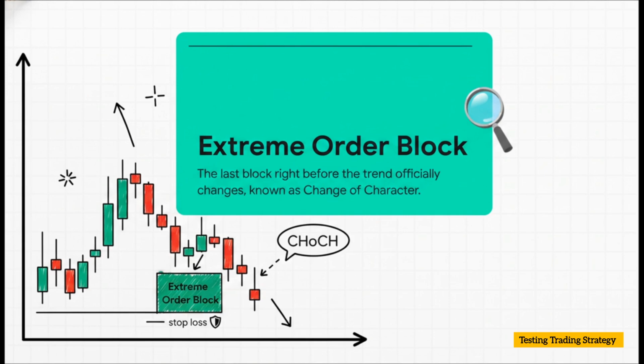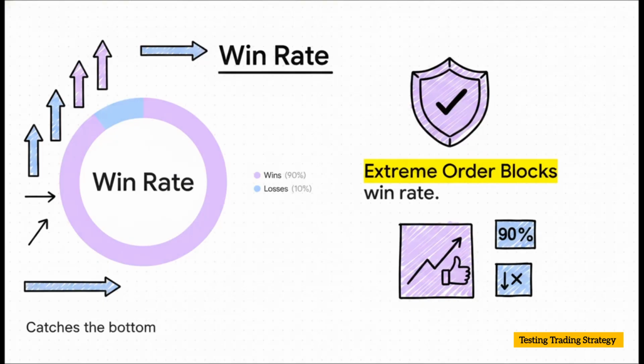Because of where it's positioned, this is literally the safest place on the entire chart to put your stop loss. For the market to actually hit your stop, it would have to completely break its entire structural trend. And because it requires a complete trend reversal to fail, just take a look at the math here. These extreme order blocks hold roughly a 90% win rate. The logic here is pretty bulletproof.